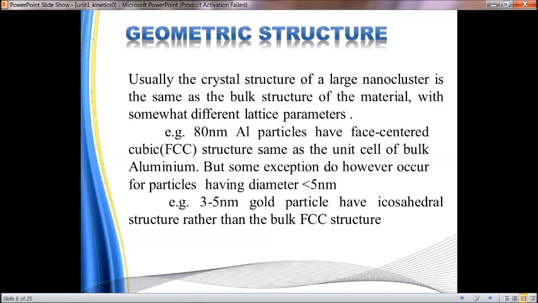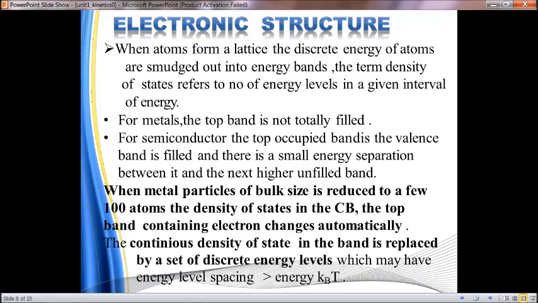So the electronic structures. When atoms form a lattice, the discrete energy levels of atoms are smudged out into energy bands. Already we know this concept. The term density of states refers to the number of energy levels in a given interval of energy. So the well latticed form has different energy levels, and to make it conduct or reflect, we can introduce another atom, a hole will be created and another element is introduced over there.